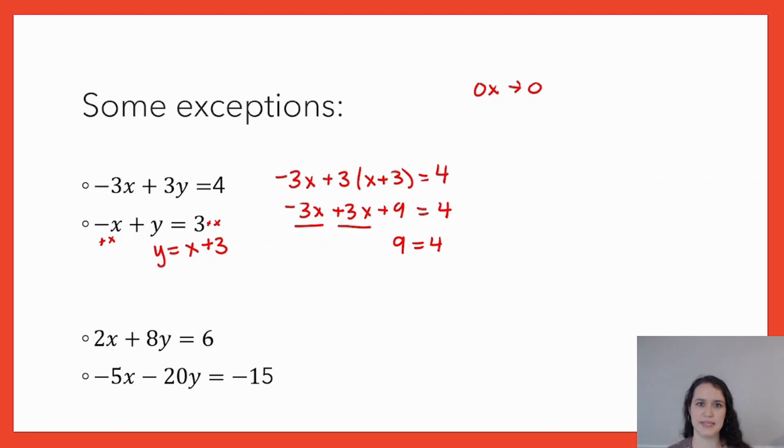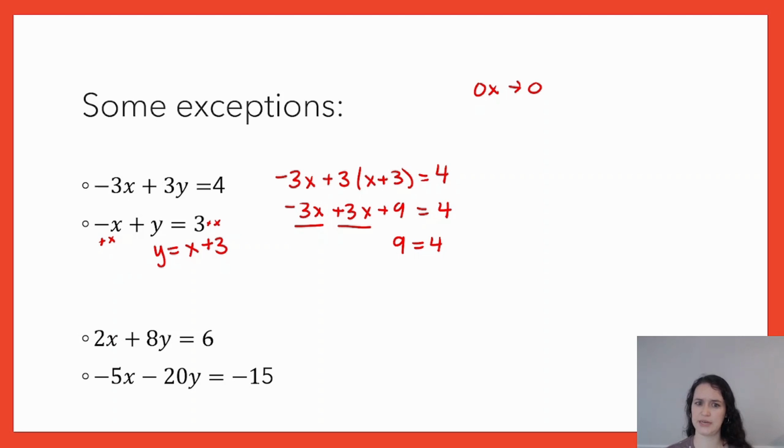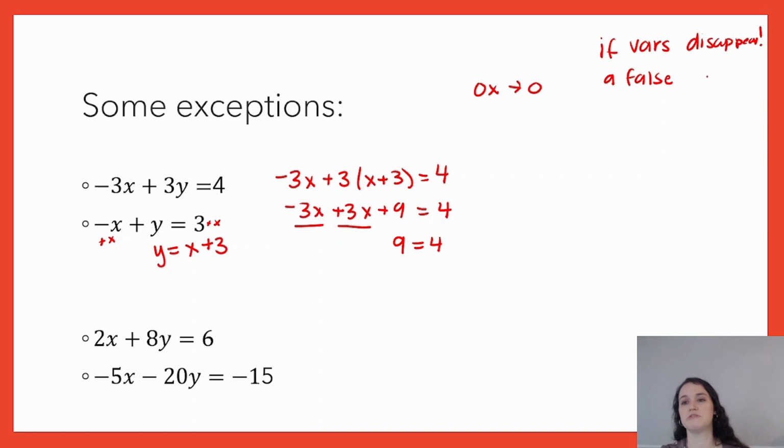That's very interesting because I'm pretty sure 9 doesn't equal 4, right? Okay, so anytime this happens, your variable disappears. So over here, your variables disappear. Oh no, so then I don't even know if I need a 1. I'm gonna erase the 1. So if the variables disappear and you get a false statement, like this one, then that means it's no solution.